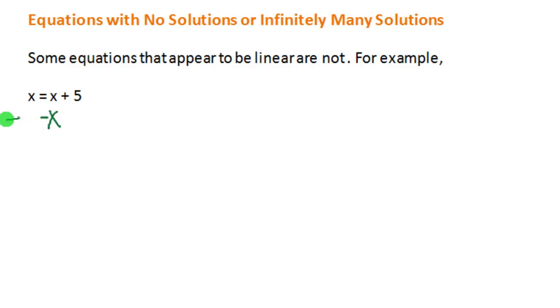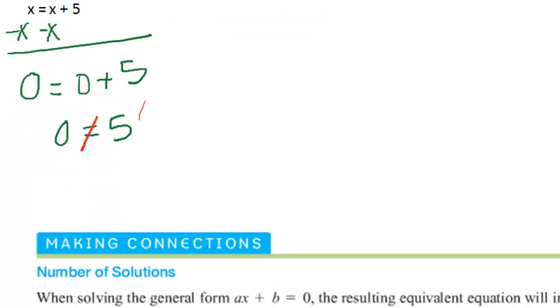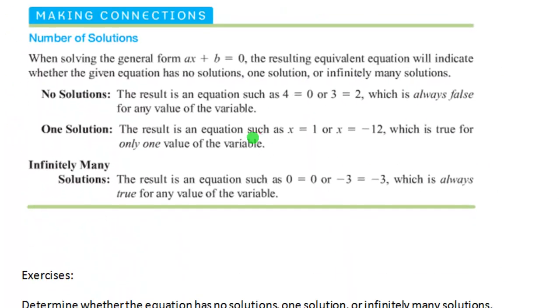Okay, there are times when we have equations that appear to be linear but are not. So this equation that we started out with the two x's, if we subtract x so that we can get the x's on the same side of the equation, you're going to notice that the x's drop out, and we end up with 0 equals 5. Now, 0 does not equal 5, so we would say that this equation has no solution.